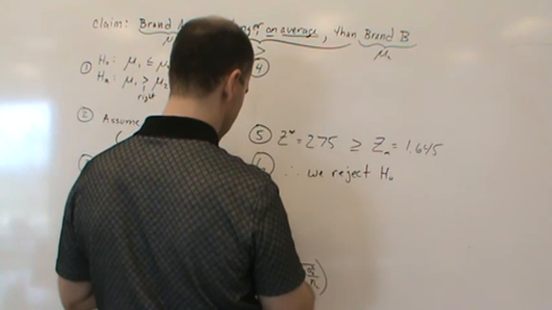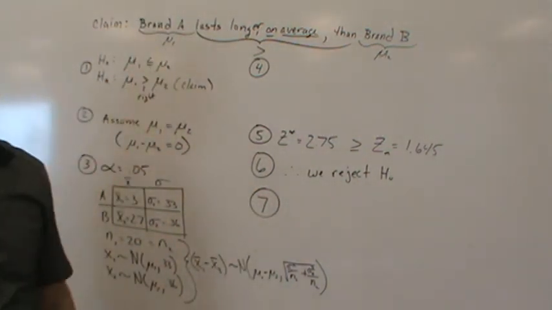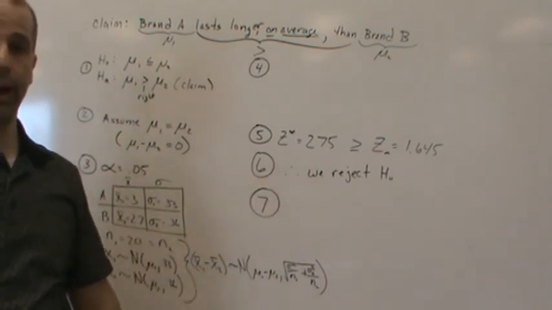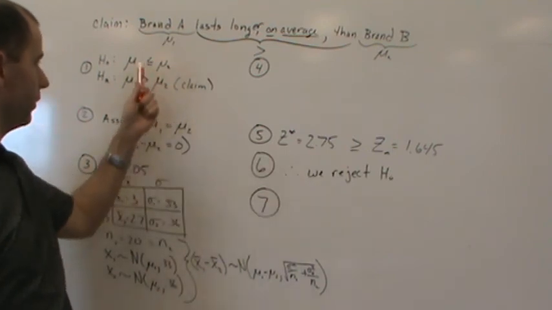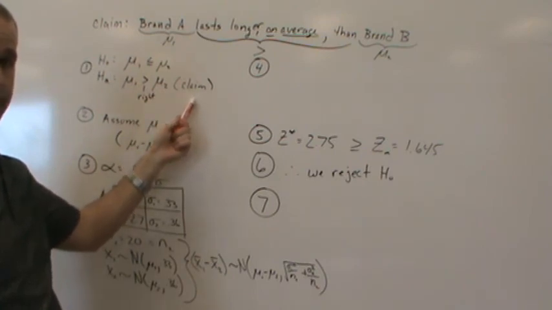So what does it mean for our claim? Well, what are they claiming? They're claiming that brand A wax lasts longer on average than brand B. Well, we reject the null, which means that there's evidence to support the alternative, and the alternative is the claim.